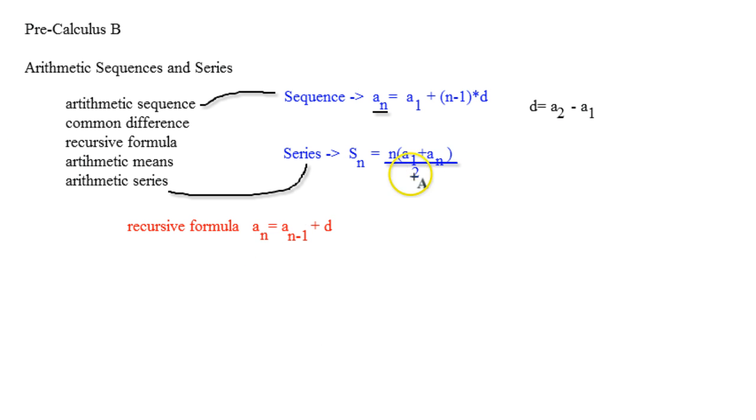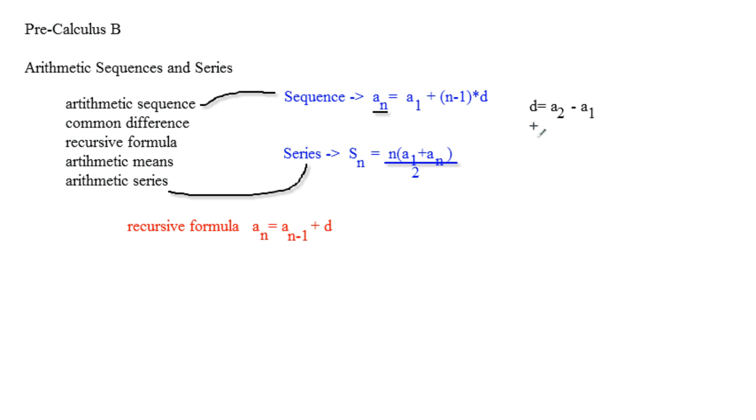I forgot to add these terms earlier. So this is S sub n equals n times (a sub 1 plus a sub n) divided by 2. Now, the recursive formula to find the arithmetic sequence that you're working with is pretty easy to set up. It'd be a sub n equals a sub n minus 1, which is the term before it, and then you add the common difference. That one's pretty simple.